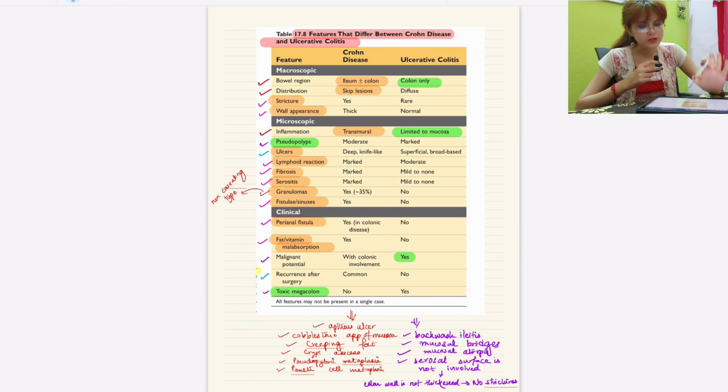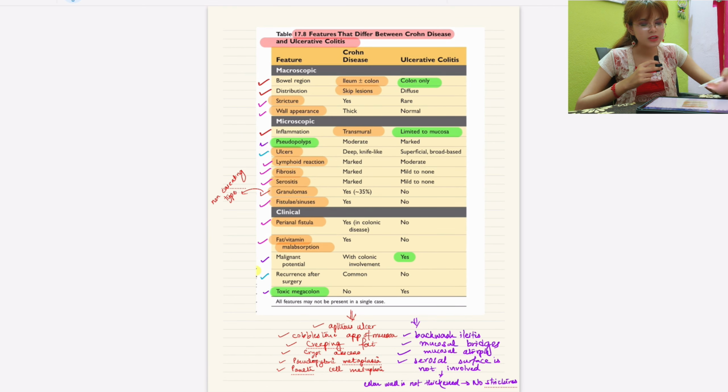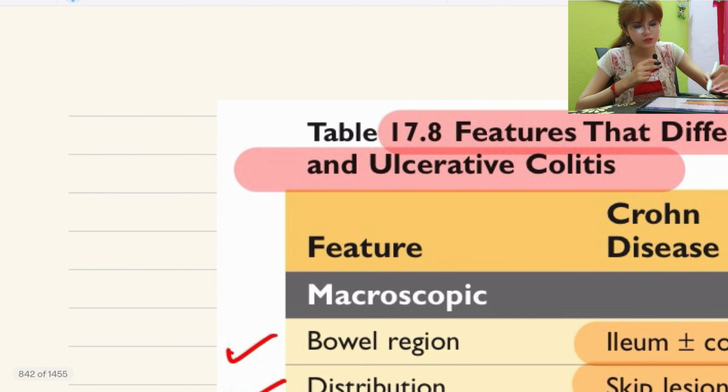So almost all the points I have covered. Along with that, I've also mentioned some important points. Okay, so this is basically your last minute revision chart that you have to remember for your exams.